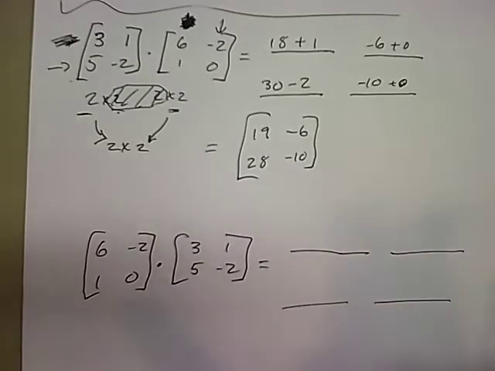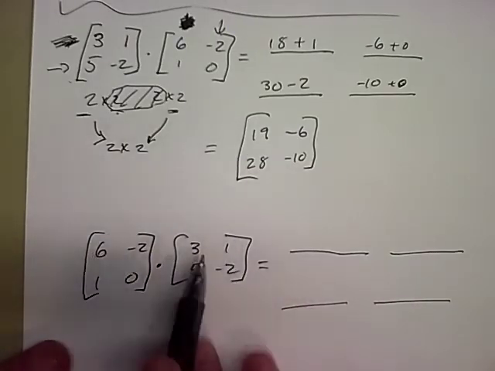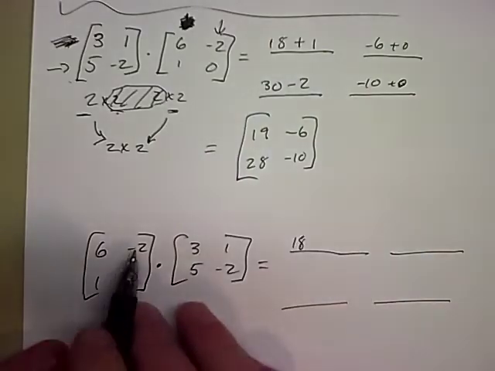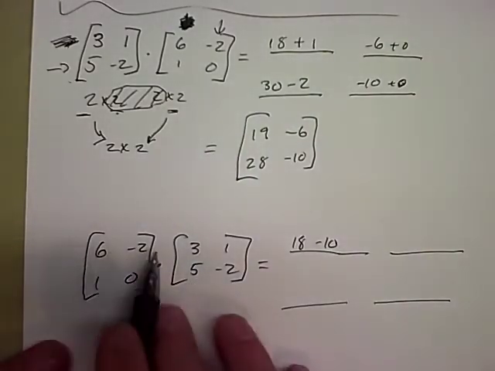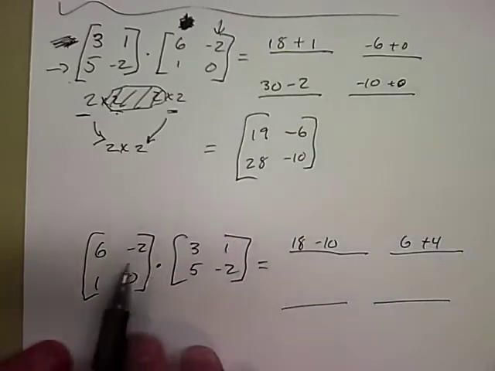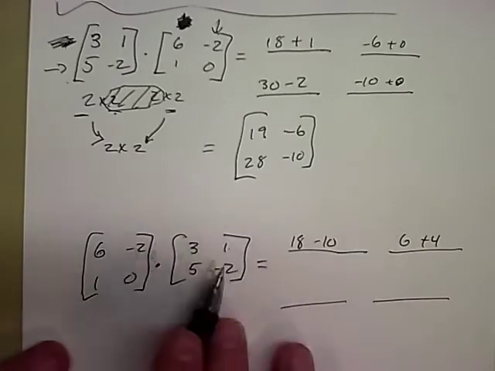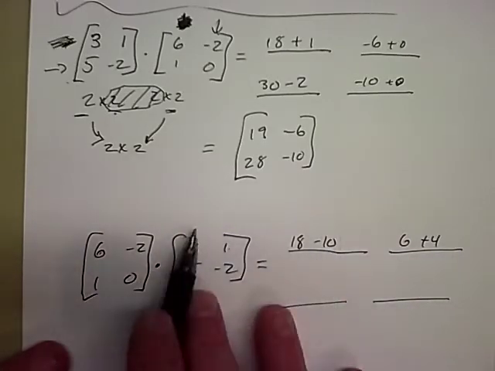All right, go ahead and pause now. Go through the process. Find out what this resulting matrix is, and then hit play to see if you're right. Here we go. Row 1, column 1. So 6 times 3 is 18. Negative 2 times 5 is negative 10. Row 1, column 2. So I get 6 plus 4. Right? 6 times 1 is 6. Negative 2 is 4.